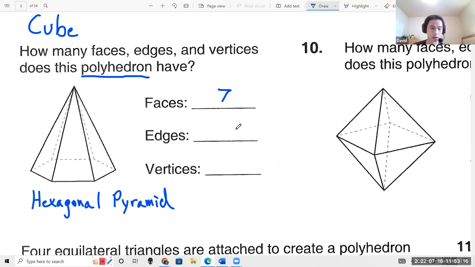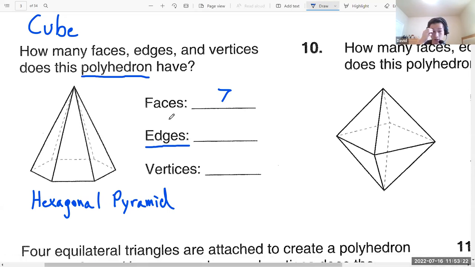So if you are so willing to help, maybe you can help me figure out how many edges are on the shape. There are 12 edges, I believe, on this. 12 edges. Ooh, okay. So let's take a look.